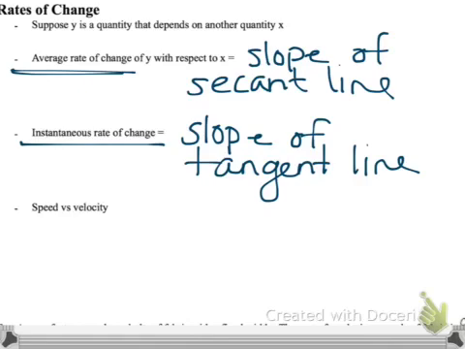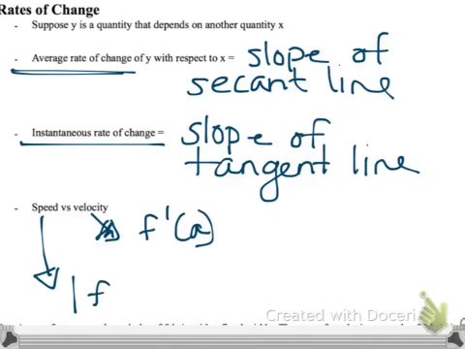What's the difference between speed and velocity? Okay, so the only difference between these, velocity is really just f prime of a. It's your derivative at a. If I want to find the velocity of an object, it can be positive or negative. Okay, speed is the absolute value of that, which means it's always positive. Okay, so velocity shows direction. If my velocity is negative, it means I'm going backwards. If my velocity is positive, it means I'm going forward.